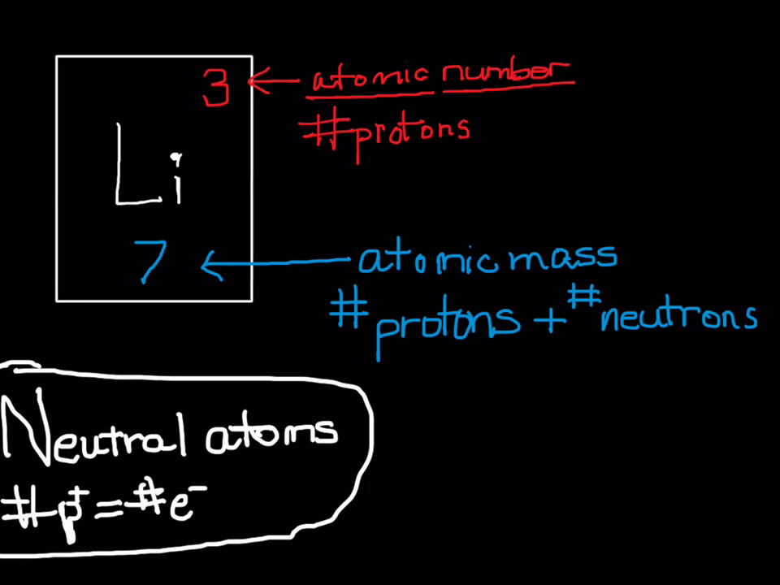That's the number in red there, and in blue the atomic mass gives us the number of protons plus the number of neutrons. The information on the periodic table is neutral, so that means that the number of protons equals the number of electrons. So when you're trying to find the number of electrons, you're using the atomic number also.